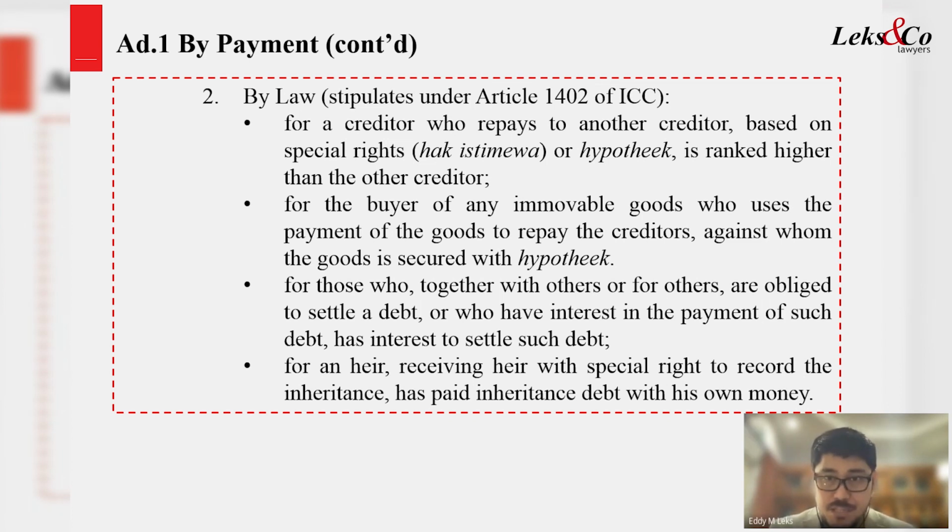For the buyer of any immovable good who uses the payment of the goods to repay the creditor against whom the good is secured. Well, sometimes we might find when we want to buy a property, but the property is mortgaged. So we can only buy the property by also paying the debt to the bank.